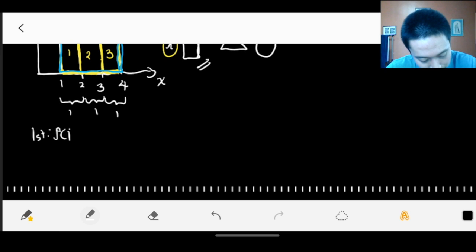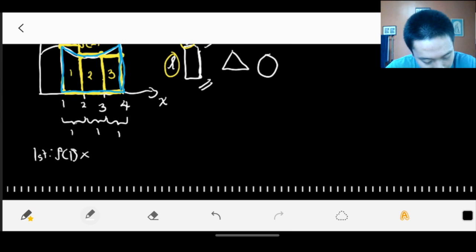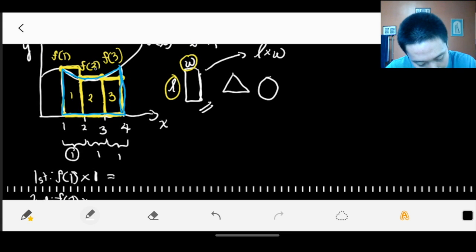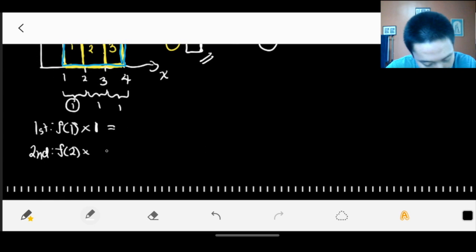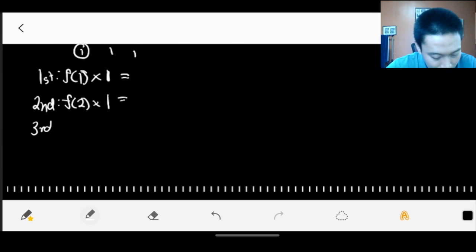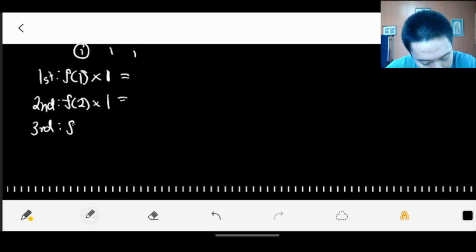So first step, let's do this step by step. The height of the first rectangle is f of 1 times, what is our width? Our width is 1, as for all of our rectangles. So for our second rectangle, our area is f of 2, which is our height, times 1, which is our width. Then for our third rectangle, it's f of 3 times 1.